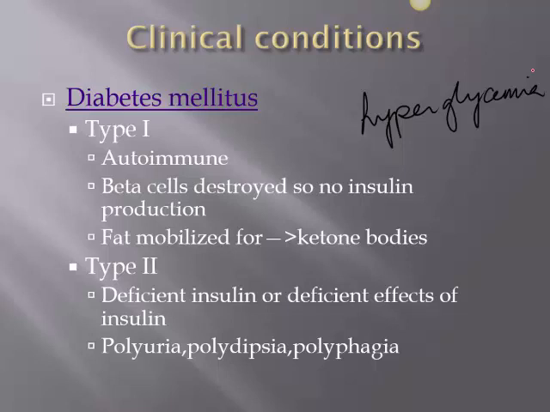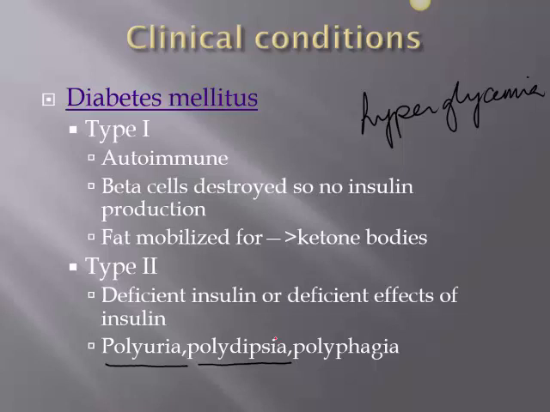Okay, so that passing of a lot of urine is called polyuria. Because you're passing a lot of urine, you tend to get dehydrated. So you feel thirsty, because you have that symptom of dehydration. That's why a person has symptoms of polydipsia, dipsia meaning wanting to drink more. So a person has polydipsia.